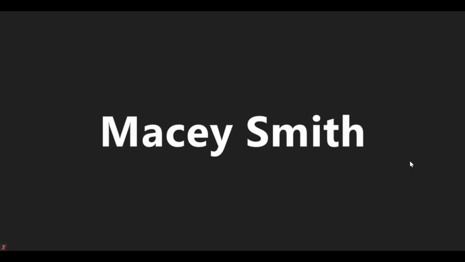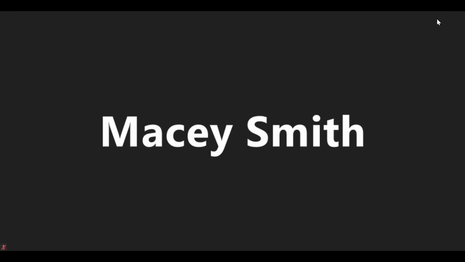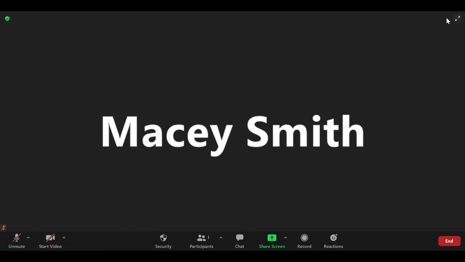So if you were to click the red button, that means that you leave the meeting and that you are no longer in it. And the final tool is the exit or enter full screen tool. This tool can be found in the top right-hand corner of your screen. If you click on these two arrows, you will enter full screen or exit full screen depending on where you already are. And there's the toolbar.